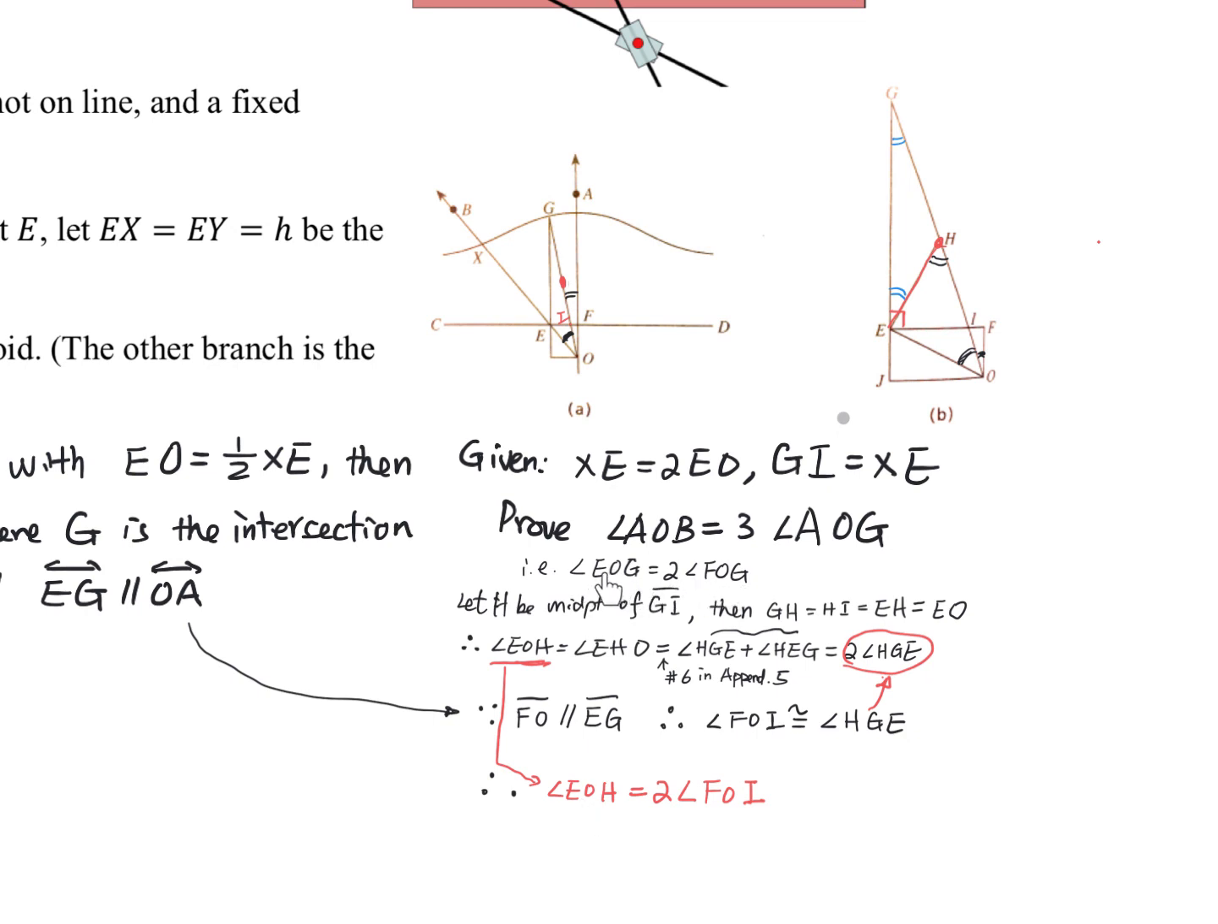We want to prove EOG. EOG is the same as EOH, which is this angle. And FOG is the same as angle FOI. So that's what we want to prove. Exactly. So that's the end of the proof. And so that proves when we use a conchoid, we actually can trisect an angle AOB.